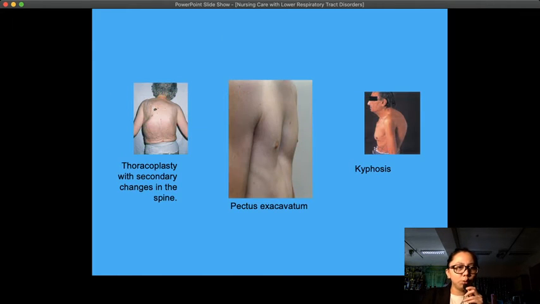All right, so thoracoplasty with secondary changes in the spine, and then pectus excavatum, parang ano, ang liit-liit. It has a depression. When we say depression, one or two inches below or sunken. And then kyphosis. Okay, so kyphosis, you can see that, oh, this is kyphosis.